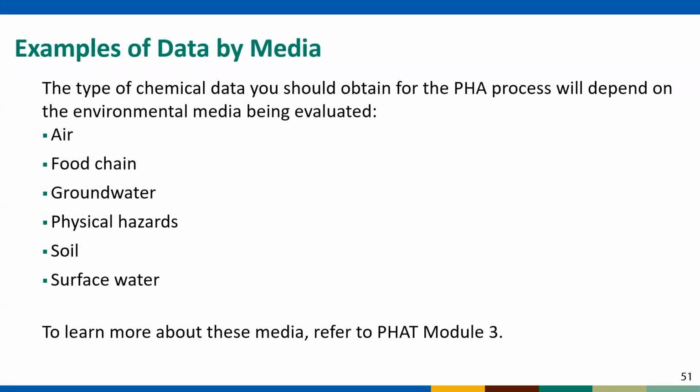This slide here includes examples of data by media. If you recall, when I showed you the vapor intrusion slide, when you look at air associated with vapor intrusion, there were many types of samples and different kinds of media that represent the air pathway. The same goes for the food chain as well as for soil and groundwater data. There are different ways of collecting soil gas, for example, to represent what people might be exposed to. Other examples include physical hazards and surface water.